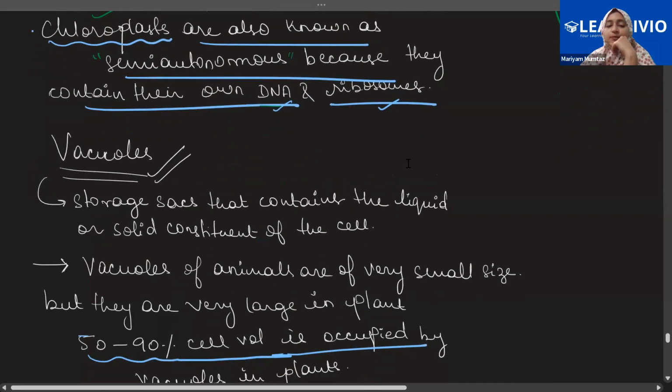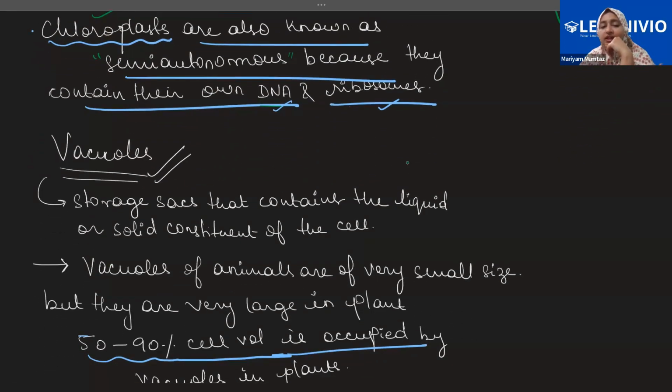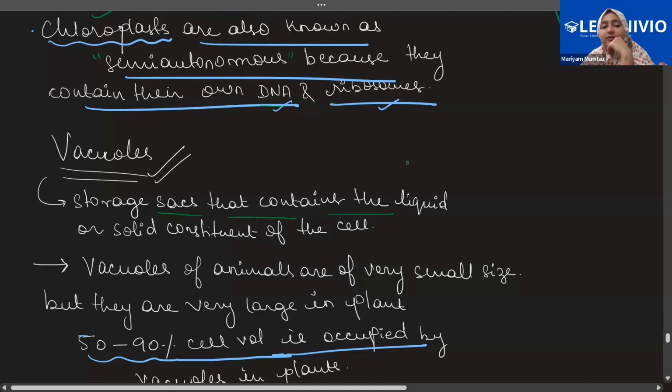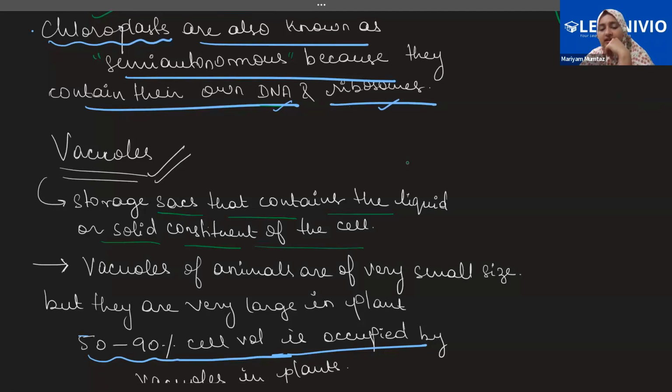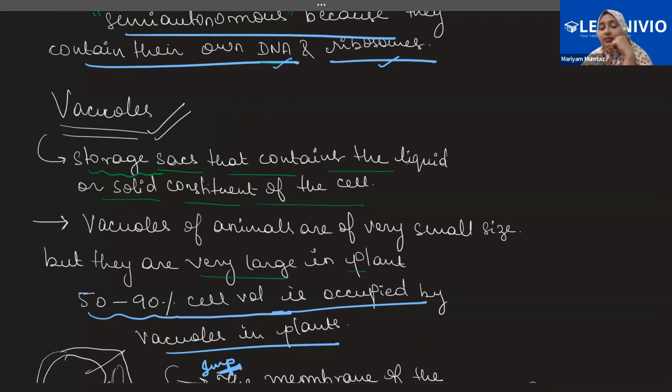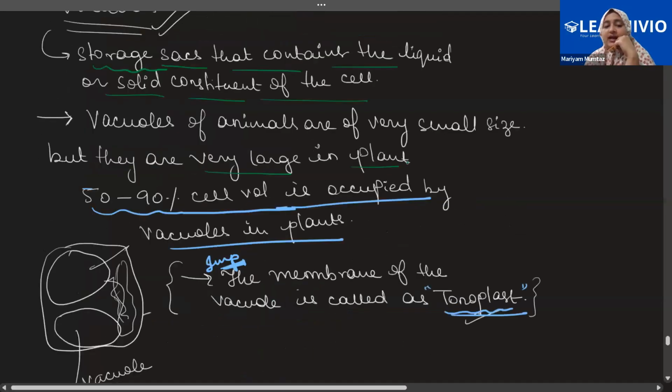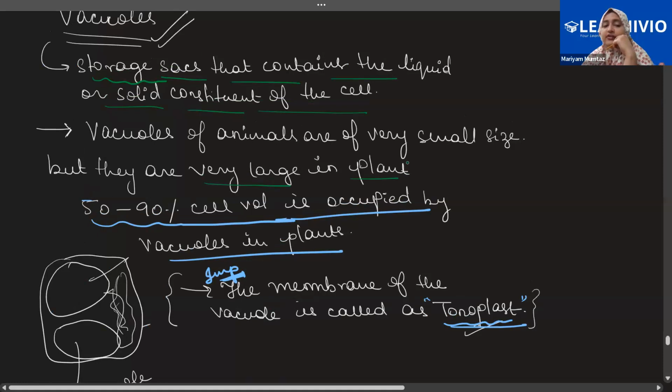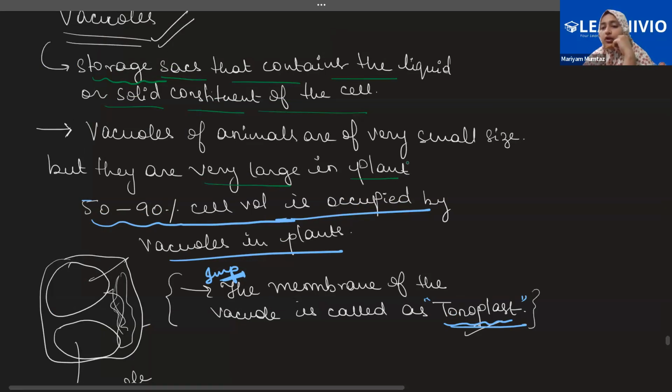Now, what are vacuoles? The vacuoles are storage sacs that contain the liquid or solid constituents of the cell. So these are the cell organelles that are responsible for storage purpose. Whatever is extra, the plant puts it in the vacuoles and stores it in the cell. So vacuole does the function of storage. Now, the vacuoles of animals are of very small size, but they are very large in plants. And in the case of plants, the vacuole occupies 50 to 90% of the cell volume.